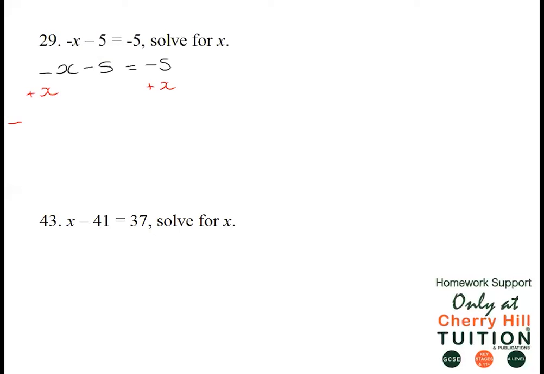So this leaves us with minus x plus x minus 5 is equal to minus 5 plus x. We can simplify this because minus x plus x gives us 0, and we are left with minus 5 is equal to minus 5 plus x. So now the only thing stopping the x from being on its own is this minus 5. In order to eliminate something, we need to do the opposite, which is add 5.